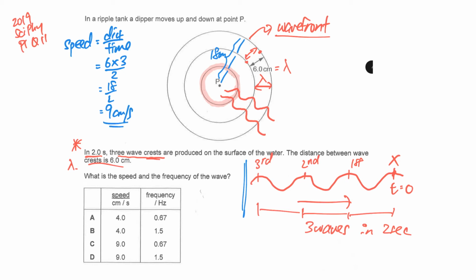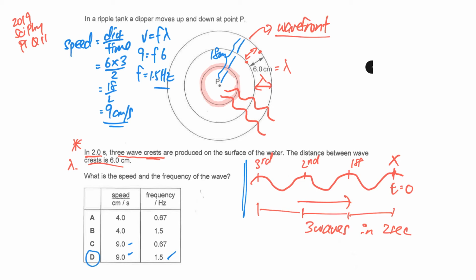So you already have the speed. And then for the frequency, of course, you can use your wave equation, v equals f lambda. Speed is 9, and the frequency is what you want to find. And earlier on, we already understood that 6 cm is the wavelength, so from here the frequency will be 1.5 hertz. So D will be the answer.